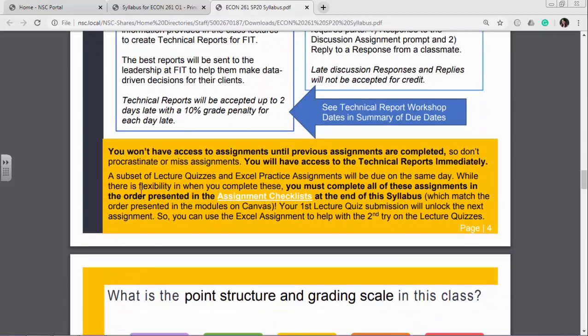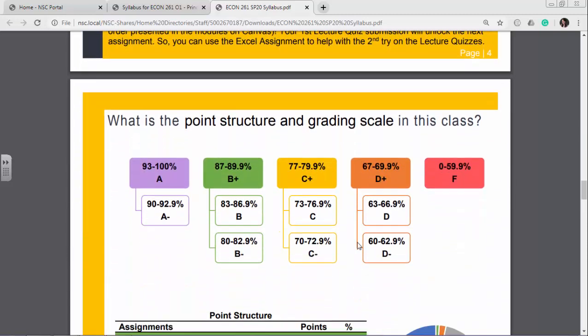Also, you'll see about the semi-self-paced nature of the class that a subset of lecture quizzes and Excel assignment practices are due on the same day. And you'll see that in the syllabus as well. So again, you have to complete those in the order presented in the assignment checklist and the module on Canvas. And then again, your first lecture quiz submission will unlock the next assignment.